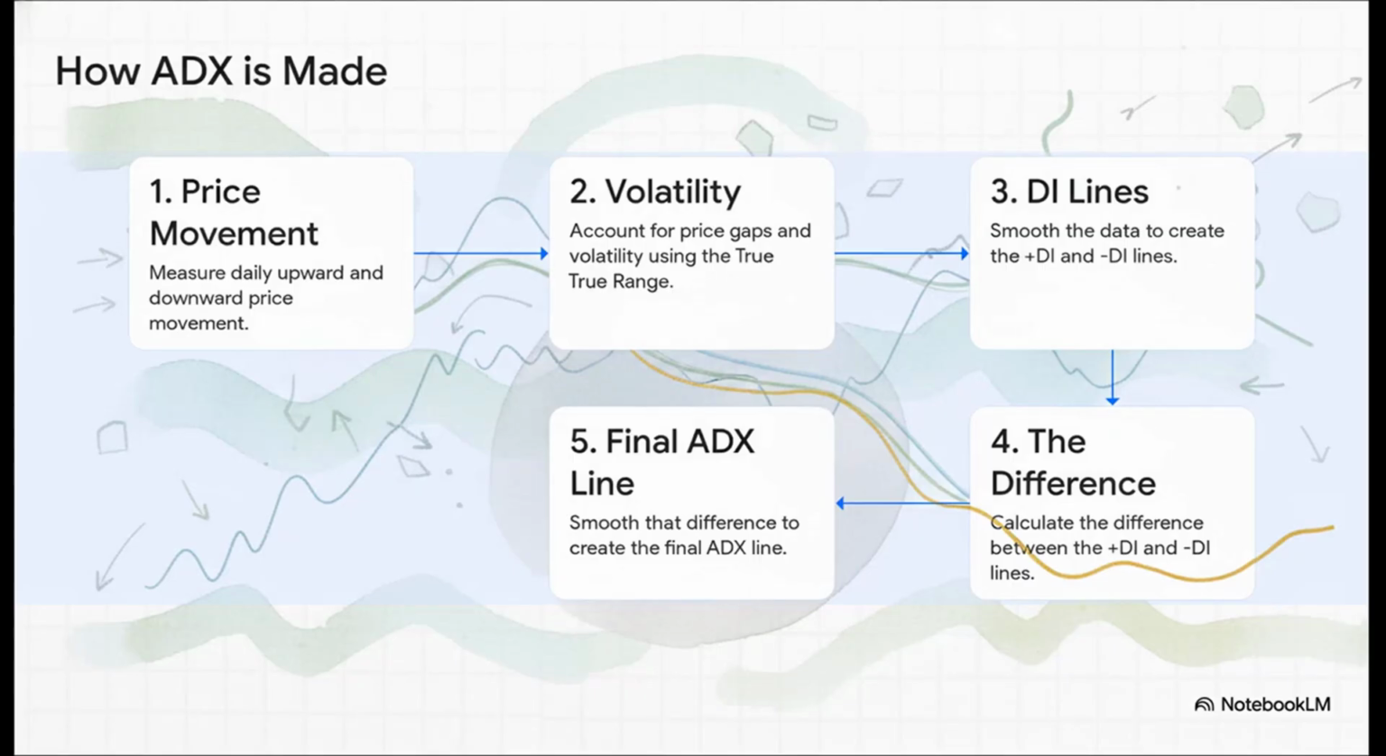Easy. Now, don't worry, we're not about to get lost in a bunch of complicated math formulas, but it helps to know the basic idea. The indicator starts by measuring the daily up and down price moves. It smooths that all out to create those two directional lines, the plus DI and minus DI. Then it just calculates the difference between them, smooths that out one more time, and boom, that gives you the final ADX line that measures the overall strength.